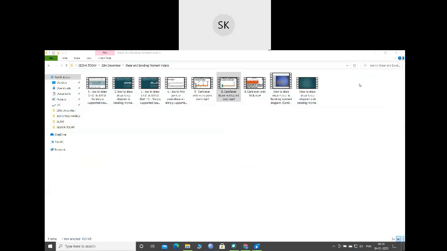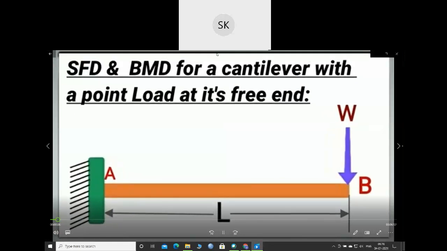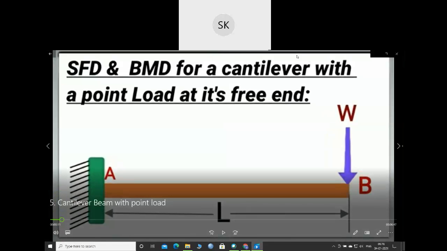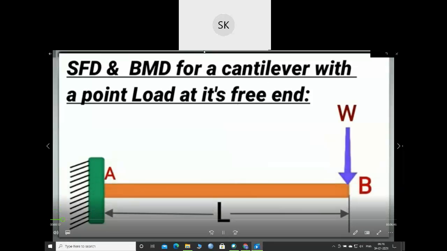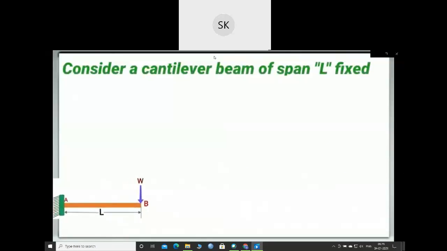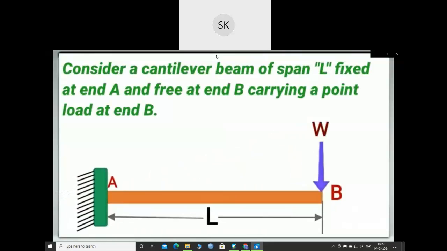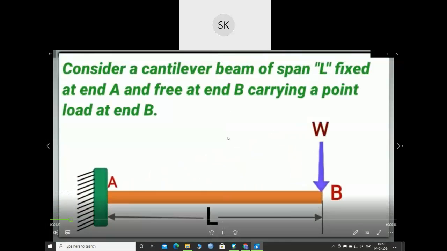In this tutorial, I will show you how to draw the shear force and bending moment diagram for a cantilever beam carrying a point load at its end. Screen is visible? Yes, ma'am. Okay, and audio and video is fine? Consider a cantilever beam of span L, fixed at end A and free at end B, carrying a point load at end B.